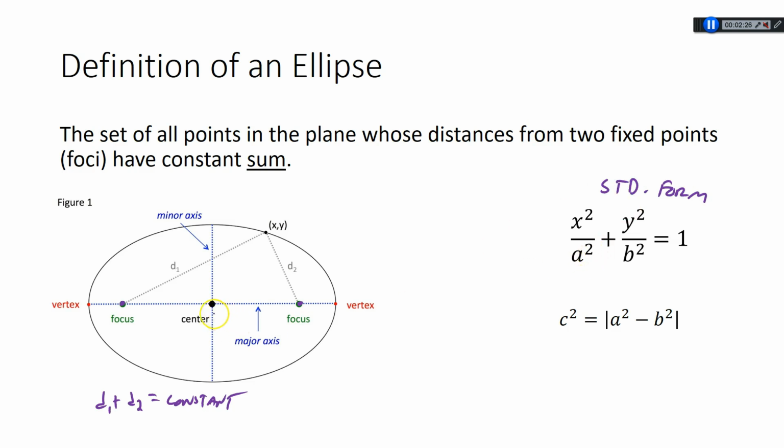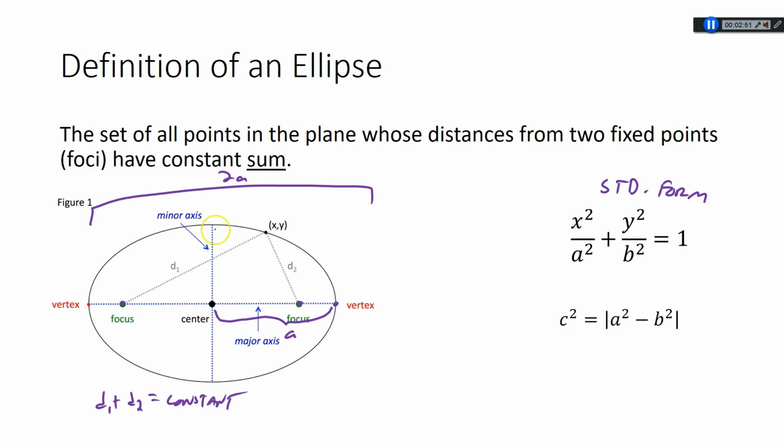So the a value is the distance from the center out to the edge. This is called one of the vertices. The vertices are at the end of the major axis. The major axis is the one that's the longer of the two, and the minor axis is the shorter of the two. So that distance from the center out to the edge horizontally is a. So a on that side and a on this side. So the entire length from one side to the other would be 2a.